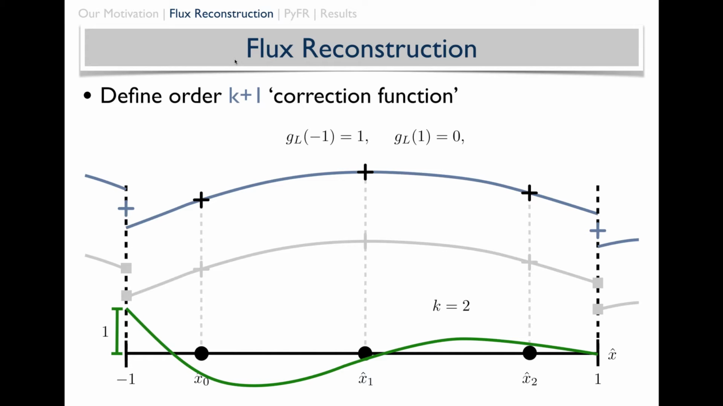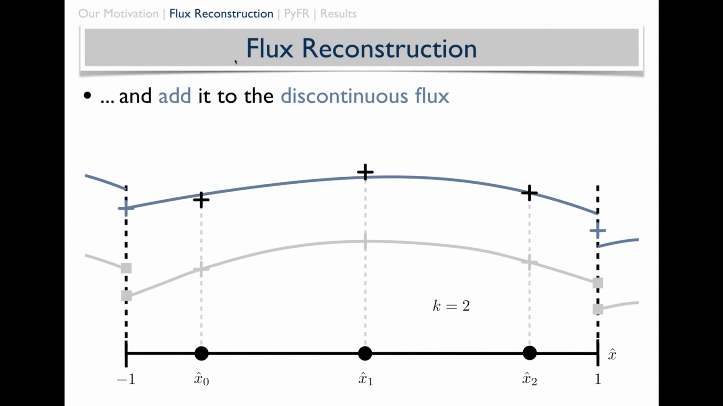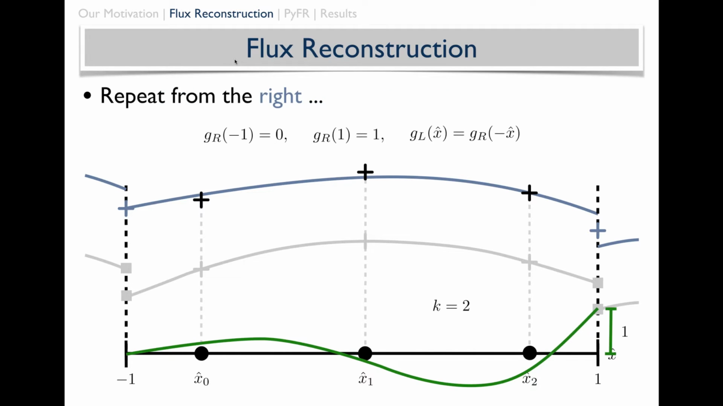We're going to scale this correction function by the jump between the discontinuous flux and the common interface flux at the left-hand side of the element, like so. And now add this scaled correction function onto the discontinuous flux such that it now attains the value of the common interface flux at the left-hand side of the element. And we can repeat this procedure from the right.